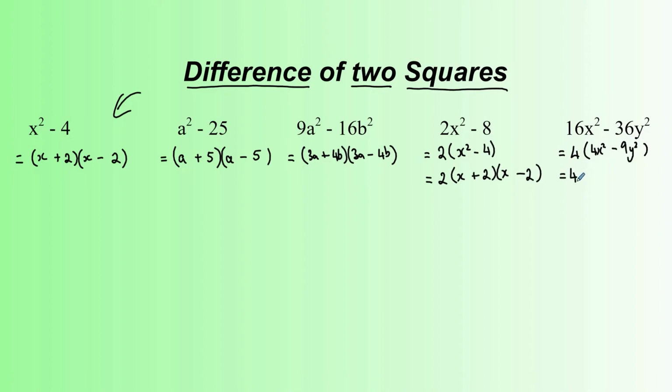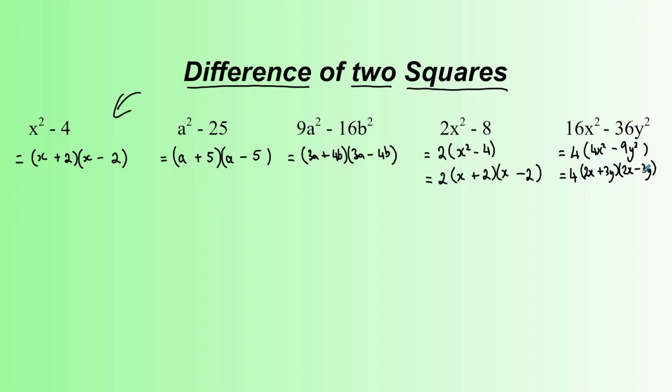The expression inside the bracket is a difference of two squares. 4 is a square number, 9 is a square number, and it's a takeaway in the middle. So at the beginning, we've got 2x times 2x to give us 4x squared. At the end, 3y times 3y to give us 9y squared, and a plus and a minus to complete the factorisation. So that's the different variations of difference of two squares.